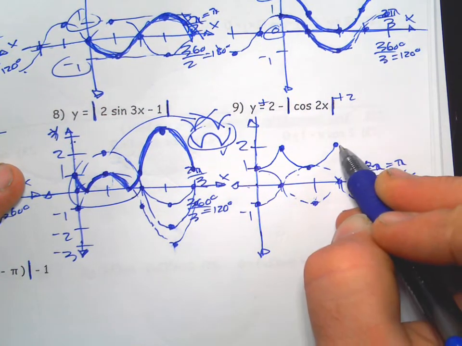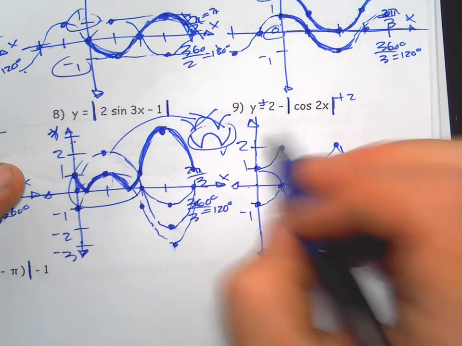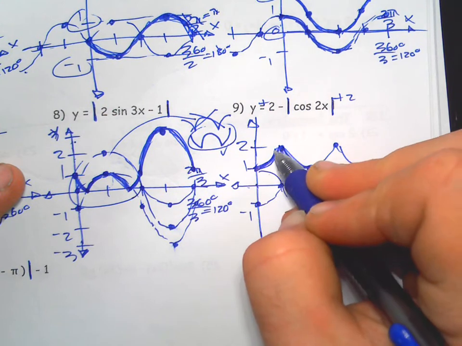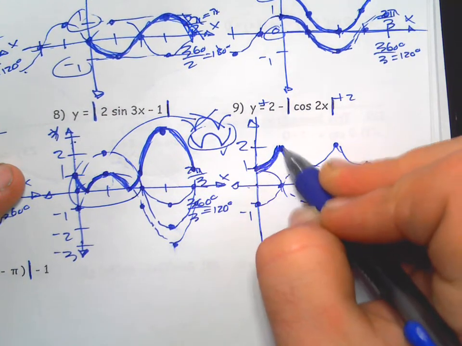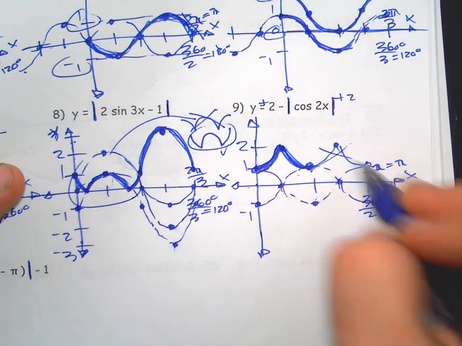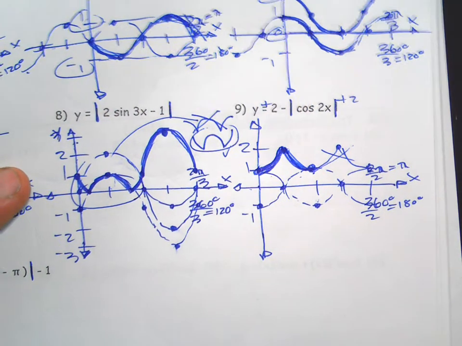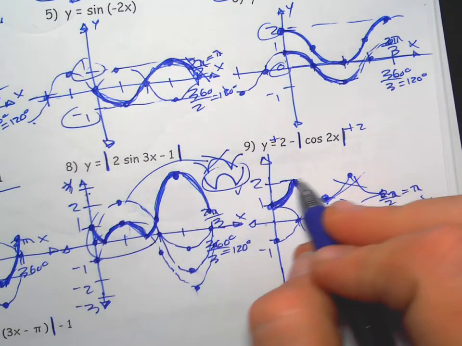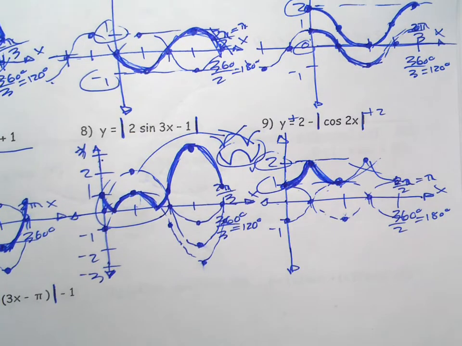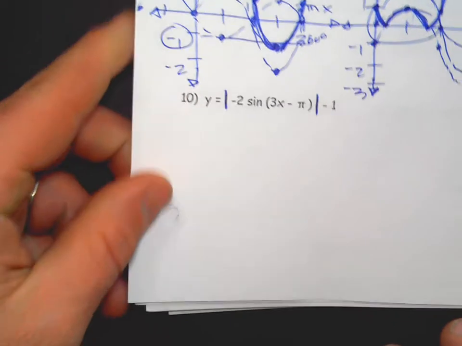Okay? But that's 2 periods worth. I only want 1 period, right? If the pattern repeats itself, then you've done more than a period. So final answer, just this part. Don't include that in your final answer. I should see it in your work, but just that right there. Now, this is the max, this is the min. You got your period labeled, there you go. All right, last one.